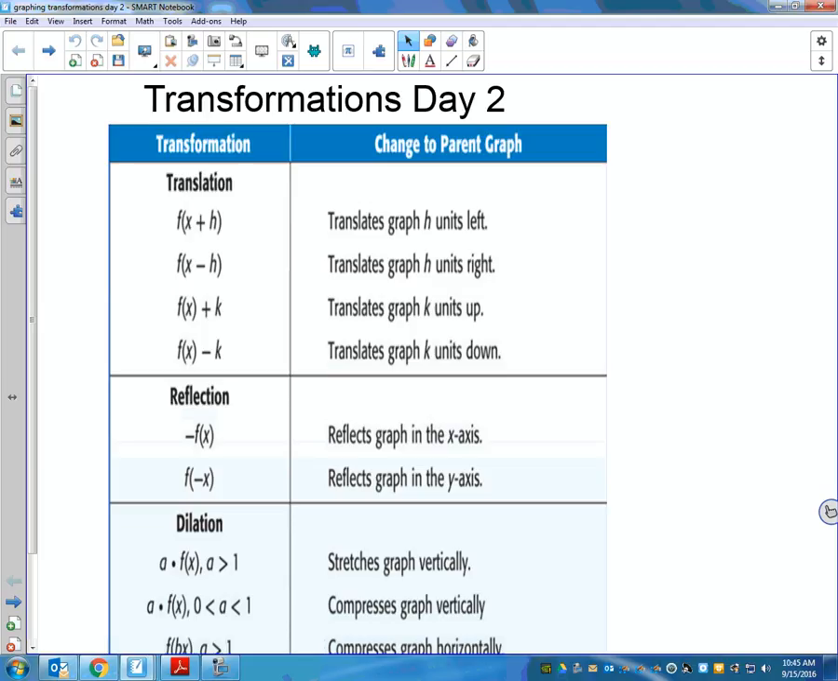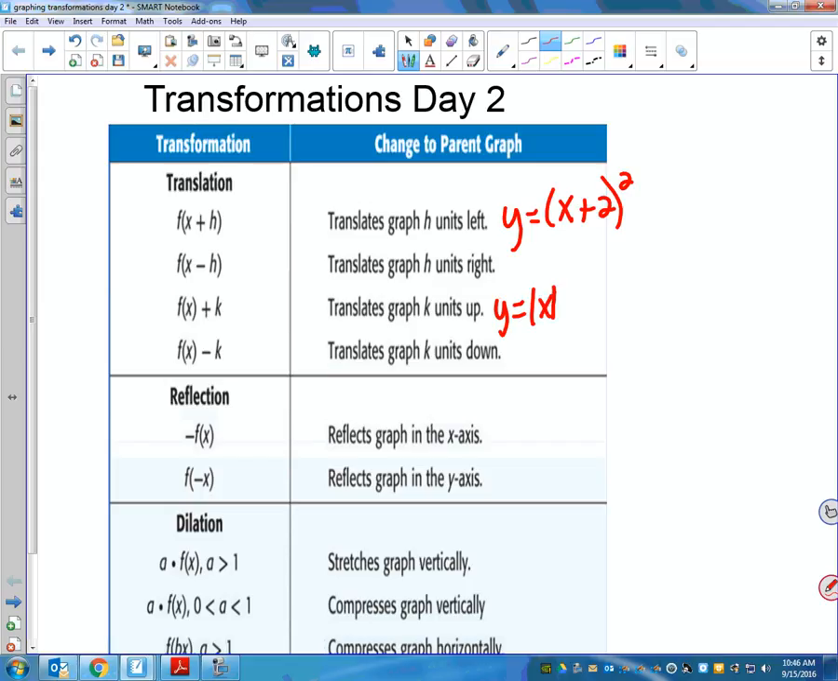If it helps you, you can think of inside the function as y equals (x plus 2) squared, or the ones on our packet there. Outside the function would be like the absolute value of x, and then plus 2. Inside means in with the function part, whether it's a square or an absolute value. When you add or subtract a number, that's going to move you left, right, up, or down.